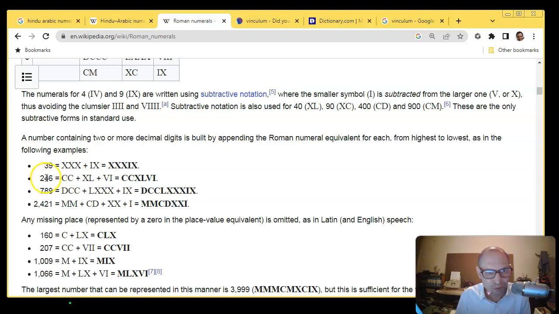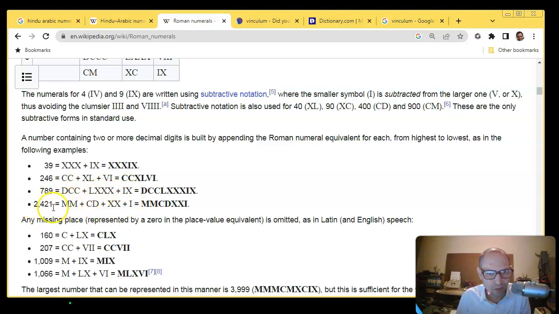Or a 246. A 246 would be a 200, and a 40, which is 50 minus 10, and then a 6, which is 5 plus 1. That would be CCXLVI. Or 789: a 700 is a 500 and a 200, essentially 100 and 100 is 200, and then an 80. 80 would be a 50 plus a 10 and a 10 and a 10, so 50 plus 30 would be 80, and then this is a 9.